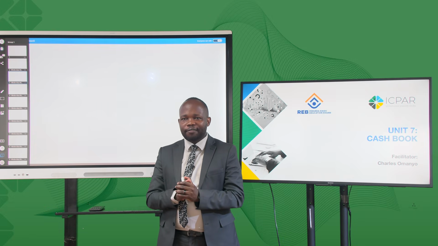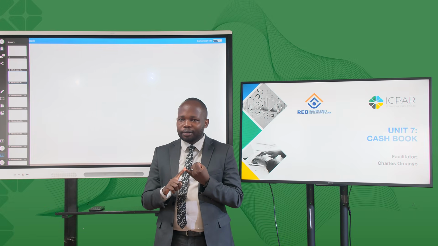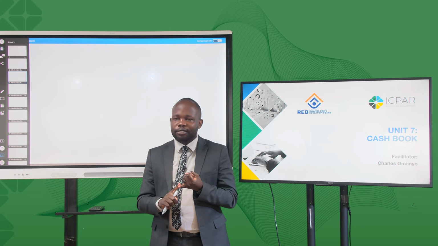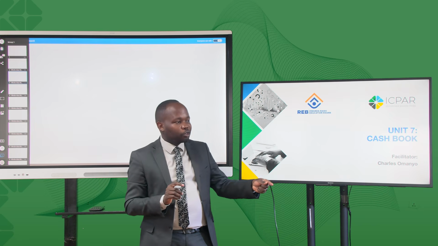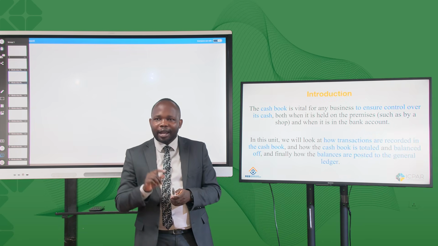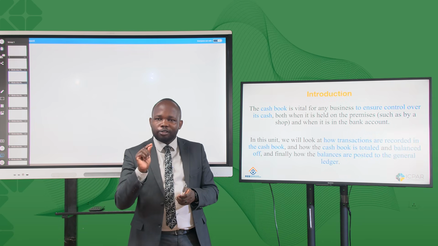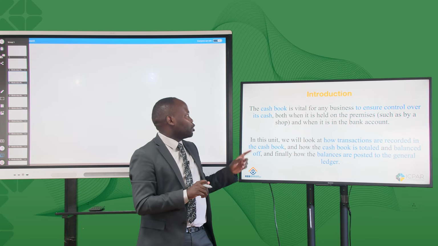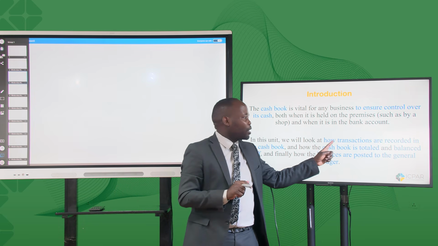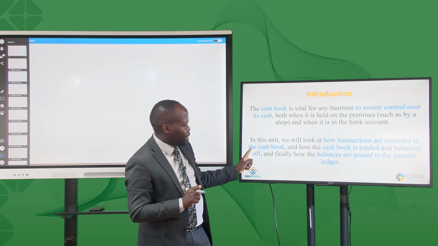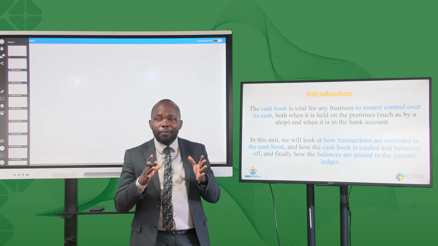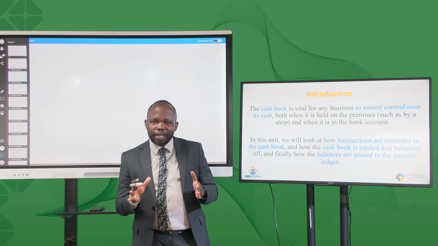Welcome to our 7th unit on recording financial transactions. In this unit, we are going to see how to prepare what we call a cash book. We recall when we were listing books of prime entry, cash book was one of the books of prime entry. So in this unit, we will look at how transactions are recorded in the cash book. How do we post transactions and which transactions do we post in the cash book?